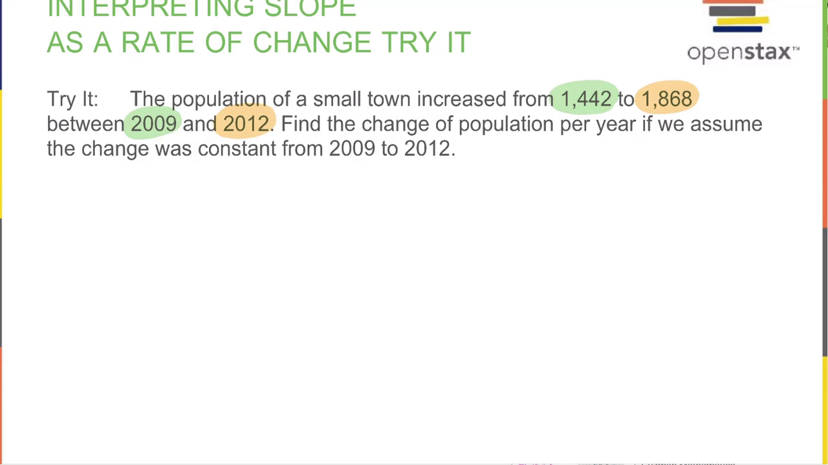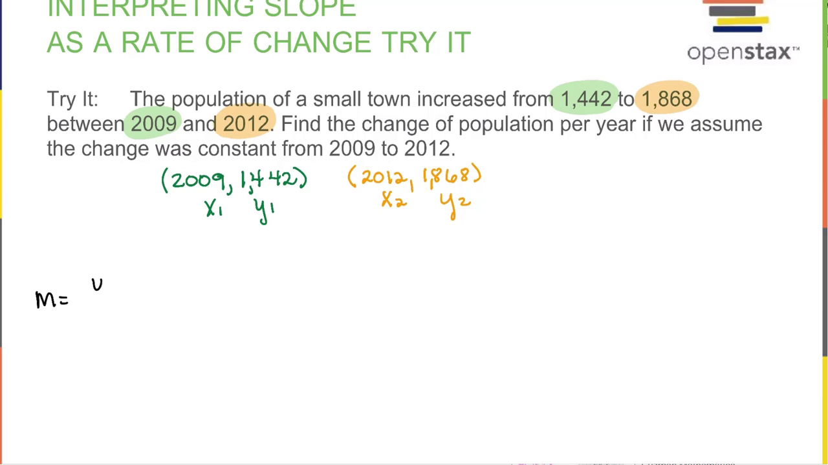So our points are: in 2009, it was 1,442, and then in 2012, it was 1,868. The first point we call x1 and y1. This is our second point, we will call it x2 and y2. And recall the formula for slope is y2 minus y1 over x2 minus x1.